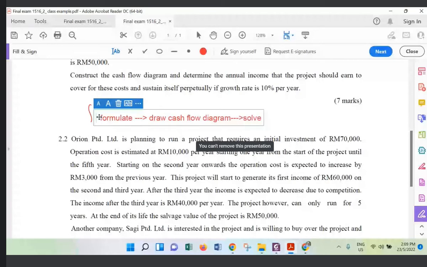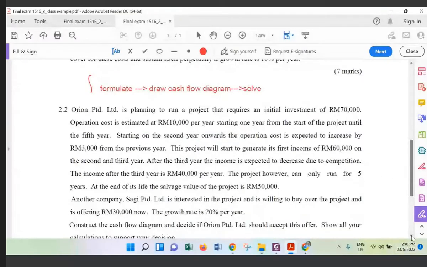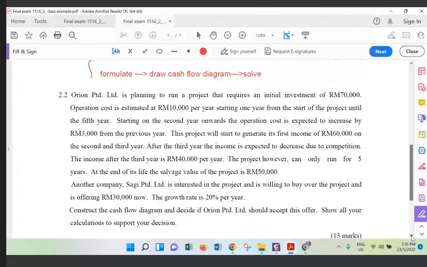So what can you do now? Can you draw the cash flow diagram for this question? Boleh buat sekarang? Saya nak tengok macam mana. Alright, so this company is planning to run a project that requires an initial investment of 70,000.